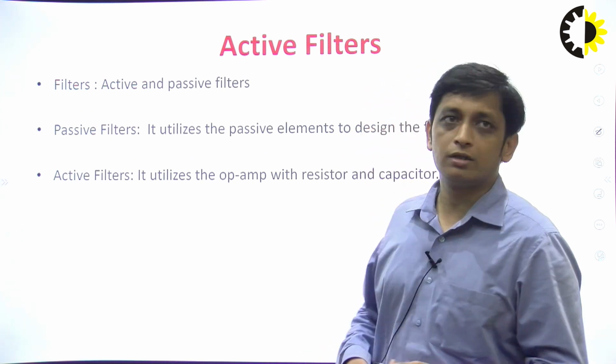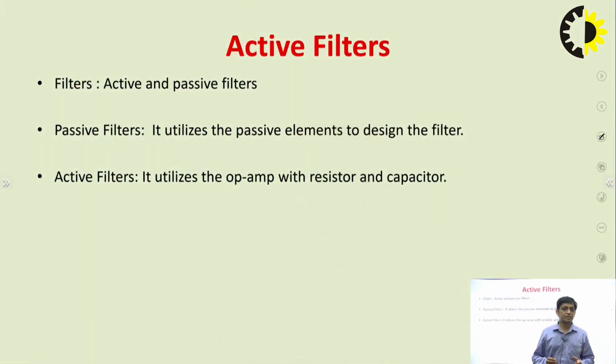So starting with the filters. Basically, filters are the circuits which pass a particular band of frequency and block a particular band of frequency. So, whatever frequency we require, we can get those frequencies, and whatever frequency we don't require, we can reject those frequencies. Like if a particular range of frequencies has noise, we can reject those frequencies, right? So, basically, these filters are classified into mainly two parts, active and passive filters.